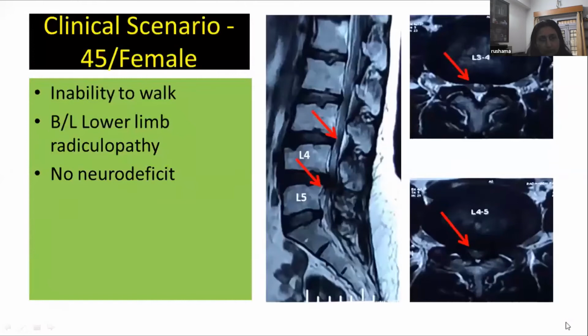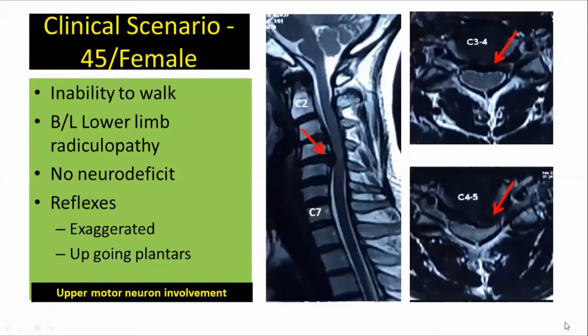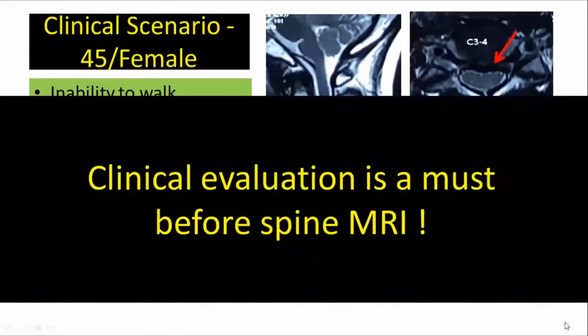Good morning, everybody. Let me start my talk today with this case. A 45-year-old female who was having difficulty in walking and bilateral lower limb pain, which was not getting better with conservative care, came with this lumbar spine MRI done elsewhere, and she was awaiting a lumbar spine surgery. When I examined her, I realized that she had significant upper motor neuron signs, and so I had to send her back for an MRI whole spine screening, and I realized that she had a significant cervical problem also that requires surgery. So the first and foremost message that I want to give you is clinical evaluation is a must before you go for a spine MRI.